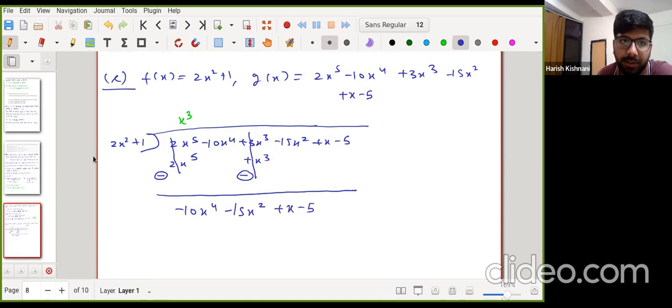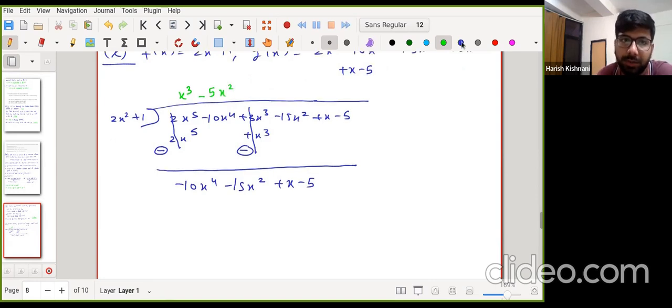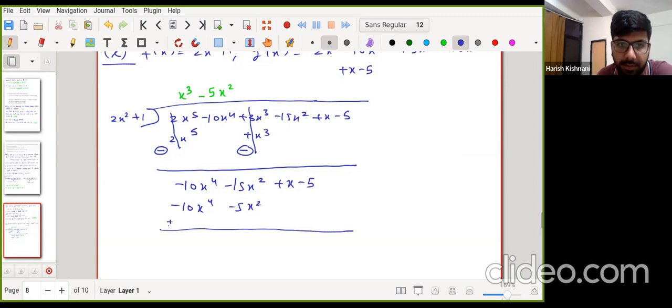Then again divide the highest order term, minus 10x^4 by 2x squared. You will get minus of 5x squared, and multiply this minus of 5x squared with the entire polynomial. You will get minus of 10x^4 minus of 5x squared. Change the sign. This is plus, this is plus. We will get minus 10x squared plus x minus 5. Something I am missing or what?